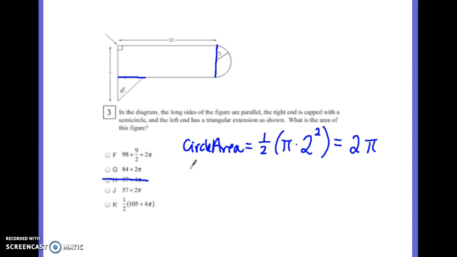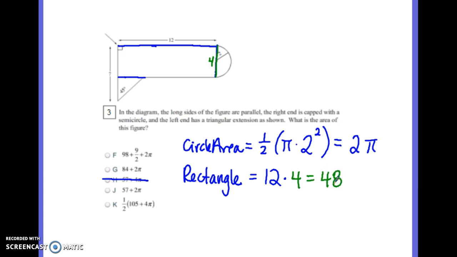Then as you look at the rectangle, the area of a rectangle is length times width. So when you look at the rectangle, the length here is 12 times the width. Well, this is a radius, and it's indicated as having a length of 2. So this whole piece would be the diameter, an additional 2. So the width of the rectangle is 4. And then 12 times 4 gives you 48.